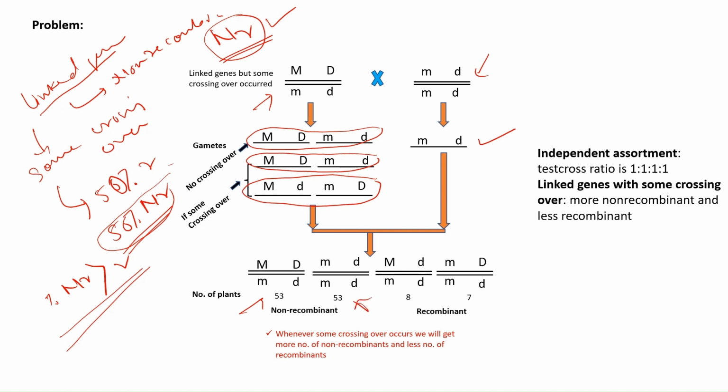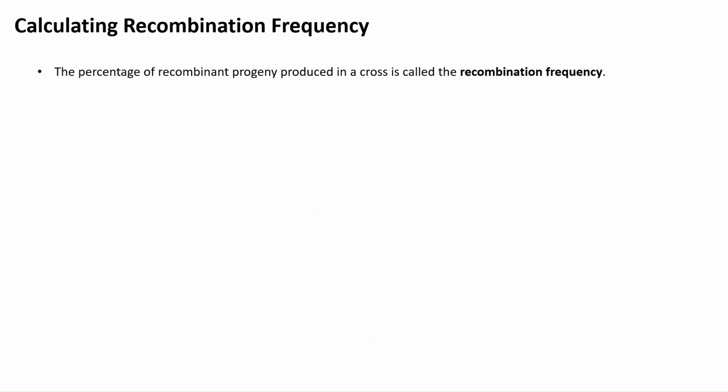So when linked genes are test crossed, in the next generation, we are getting 53 plants each with parental phenotype, and we will get 8 and 7 plants with recombined phenotype. As you can see, the number of non-recombinants is more compared to the number of recombinants. Now remember these numbers: 53 and 53 for non-recombinants, 8 and 7 for recombinants. Why? For the calculation of recombination frequency.